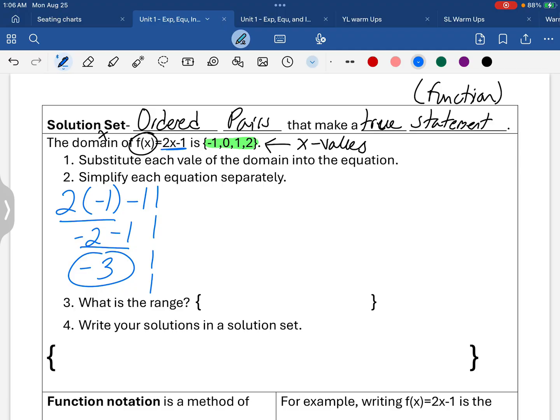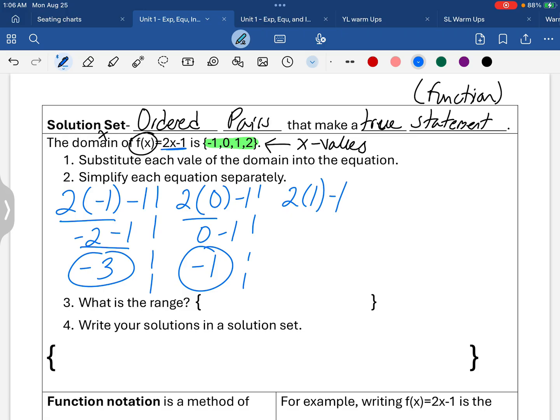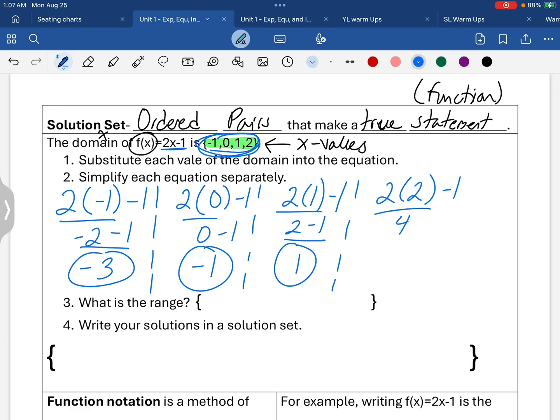Okay, if we keep going, we would have 2 times 0 minus 1. Well, 2 times 0 is 0. Minus 1, 0 minus 1 is negative 1. Okay, keep going. Then we would have 2 times 1 minus 1. Remember, I'm getting these numbers from right here because it told me so. Those are the numbers we're using. So 2 times 1 is 2, minus 1. 2 minus 1 is just plain old 1. Last one. 2 times 2 minus 1. 2 times 2 is 4. Minus 1, and we get 3.